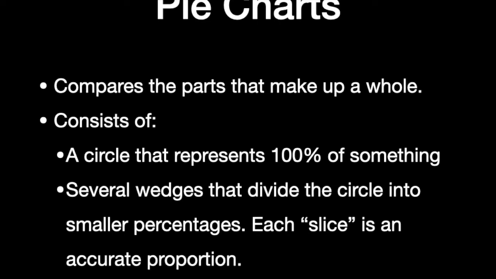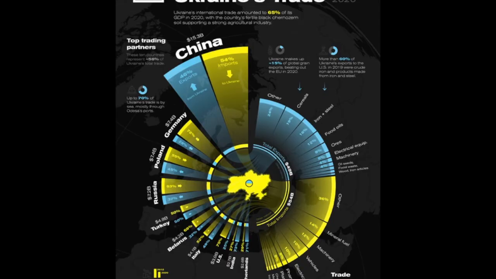And then we have pie charts, another familiar one of the big 3. And in this case, we're comparing parts that make up a whole. And this is kind of a circle that represents 100% of something, and then slices of that circle, or slices of the pie, that divide it into smaller percentages. And each piece of the pie is an accurate proportion of that 100%.